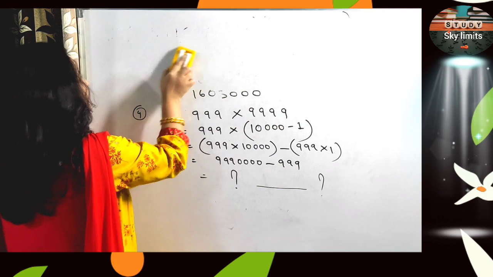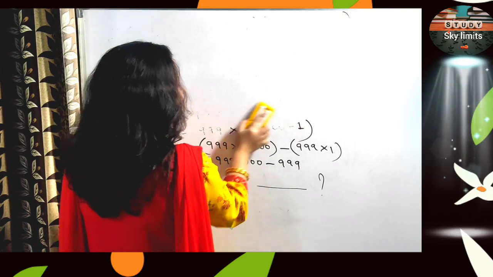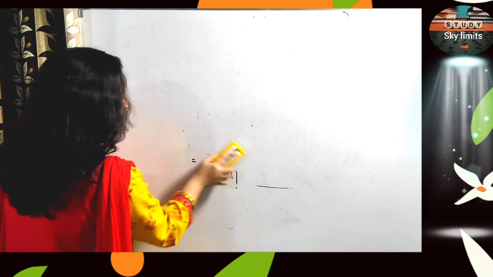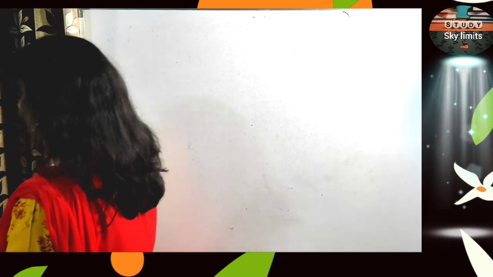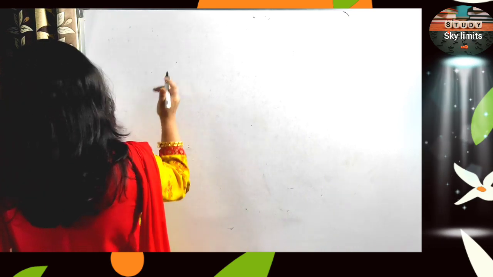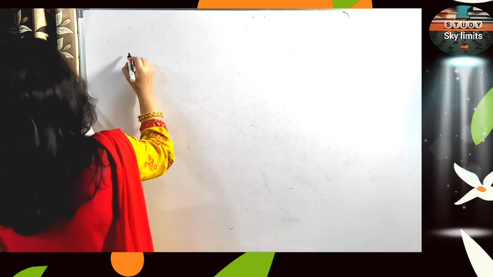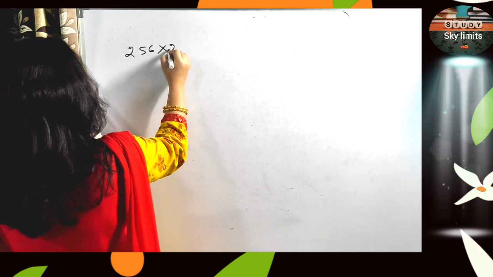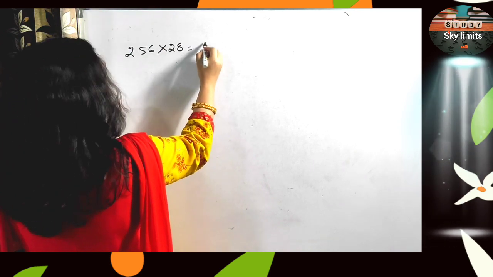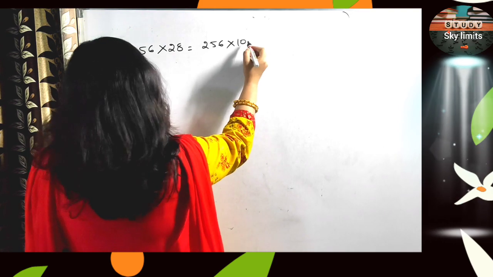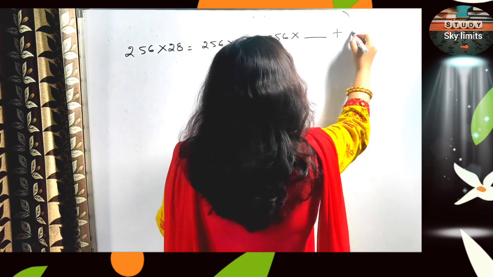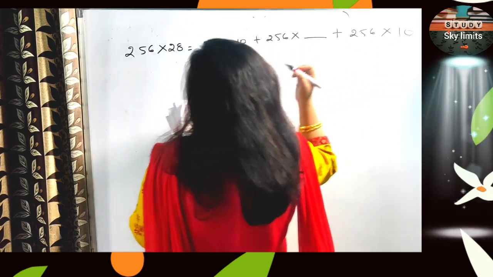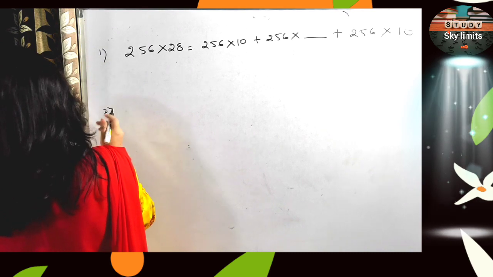So now I think we have solved most of the numbers based on distributive property, and some more numbers are there in your exercises which need to be solved. Like you have questions on fill in the blanks. Based on this distributive property, one more I am going to write here. Suppose 256 multiplied to 28 is equal to 256 multiplied to 10 plus 256 multiplied to dash plus 256 multiplied to 10.